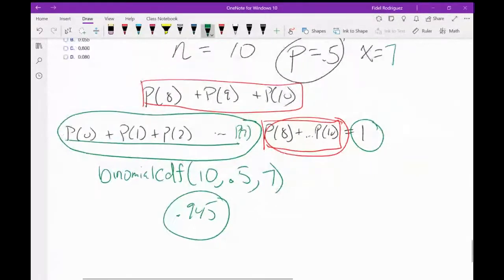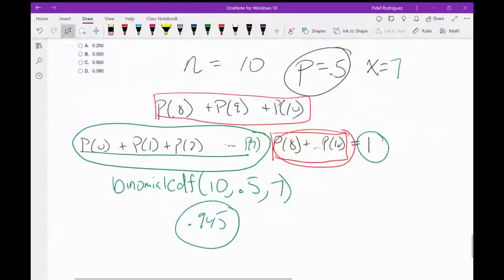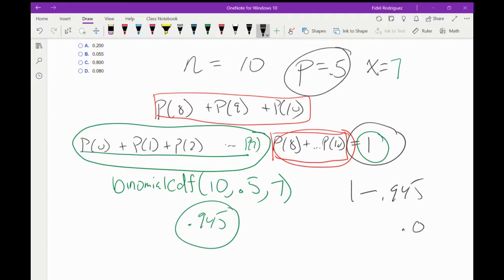Now remember, we said we are going to take 1 minus 0.945. I'm just going to do that on my calculator real quick. 1 minus 0.945, and I'm coming up with 0.055. And I'm going to say, hey, look, boom, there is my answer right there.